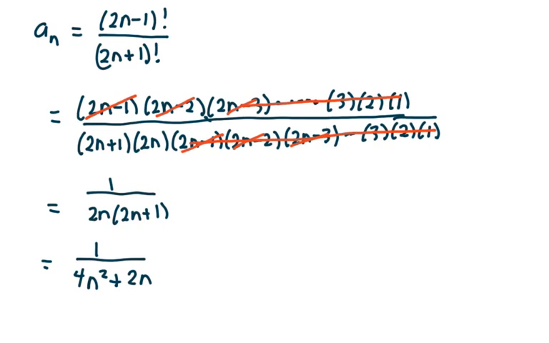And so notice, every factor in the numerator here, 2n minus 1, 2n minus 2, 2n minus 3 all the way down to 3 times 2 times 1, can cancel the corresponding factors in the denominator. And what we have left in the numerator is a hidden 1, okay? And in the denominator, we have 2n times 2n plus 1. But this can be written as 1 over 4n squared plus 2n.